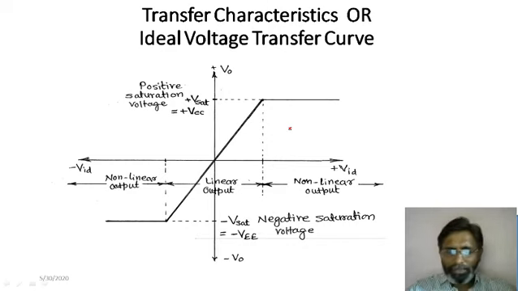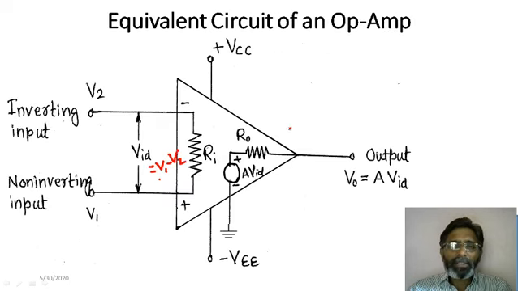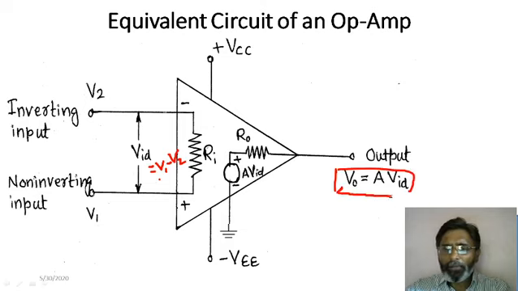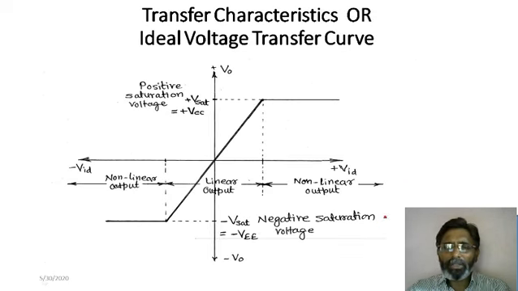Now in this case, as we have seen, the output is represented by this equation, VO is equal to A into VID. So here we understand that VO is directly proportional to the input VID. And the proportionality constant is A. So this is the relationship between the output and the input, VO is equal to A into VID. The mathematical representation of this equation is basically nothing but the transfer characteristics.